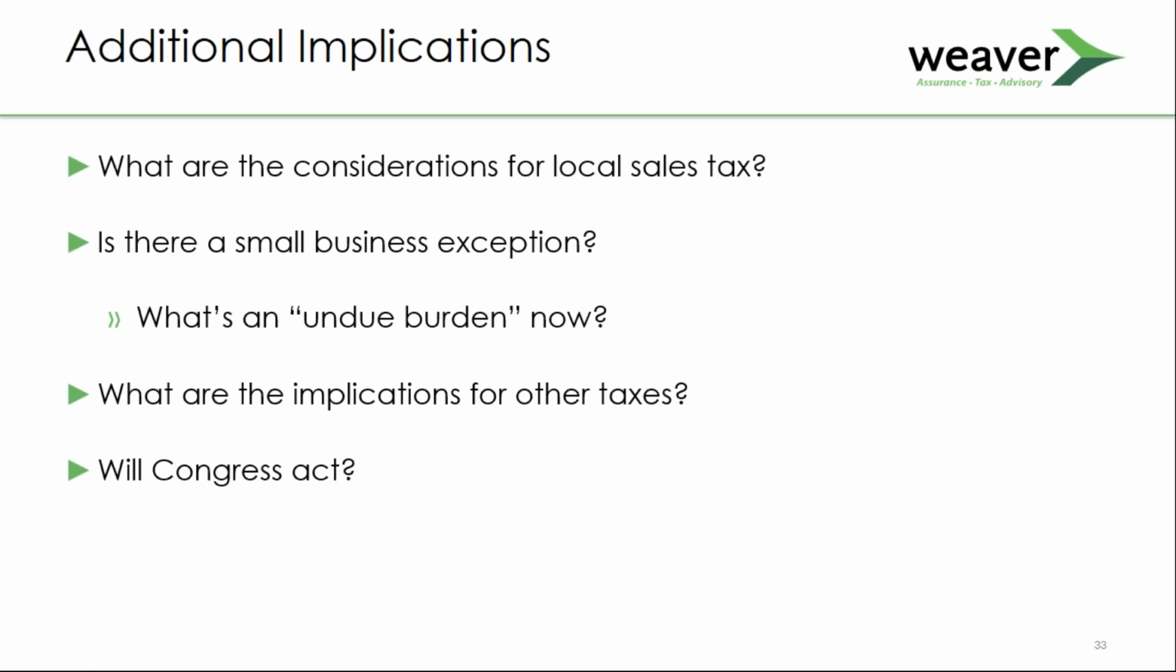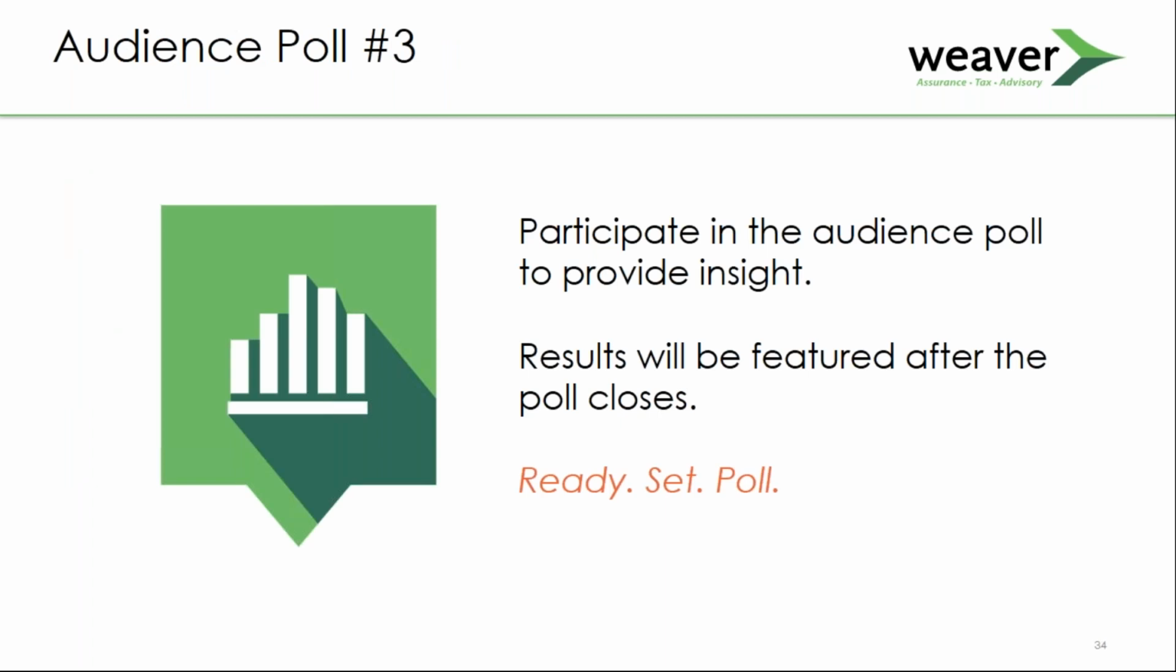What is an undue burden? What are the implications for other taxes? And Aaron's going to discuss a little bit about the income franchise tax in a little bit. And will Congress act? We've seen Congress try to act several times. I wouldn't hold your breath on that one, but it could if it gets messy. Ever since 1992, when Quill was decided using the Commerce Clause, which Congress has the authority to regulate, Congress could have acted and done something, and they haven't yet. There's a lot of pressure on them now to do something, but I guess we'll just have to wait and see.